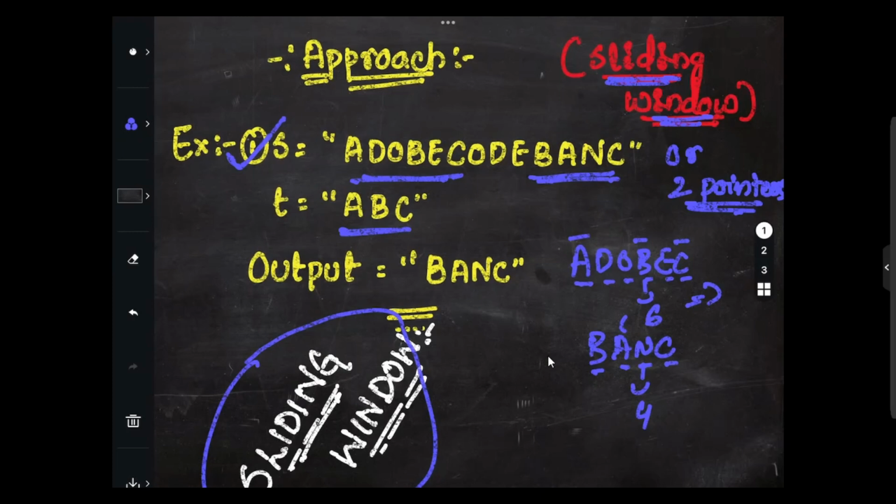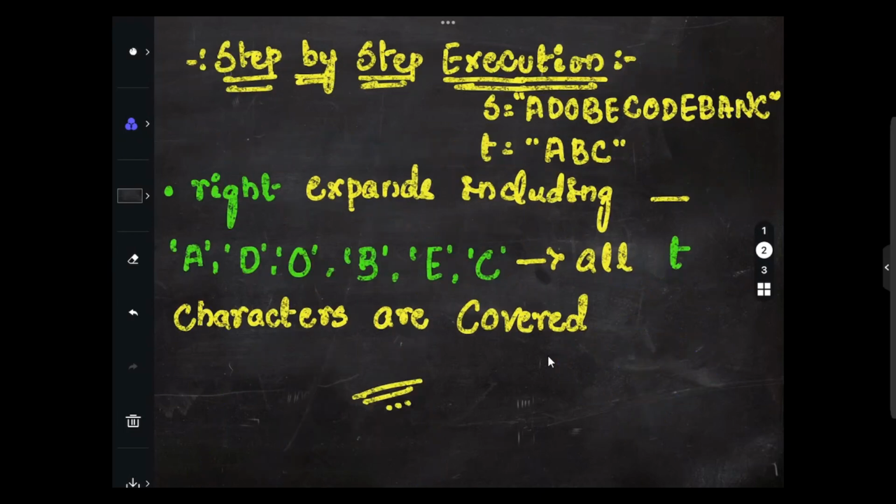So we have to return the smallest substring in S that contains all the characters of T. Sorry, not the minimum substring, the smallest substring in S that consists of all the characters of T. The smallest substring in this case is BANC, which is of length 4. Basically, we have to return the smallest substring, nothing but BANC. That is how we got it. This is clear, right? I hope this is clear.